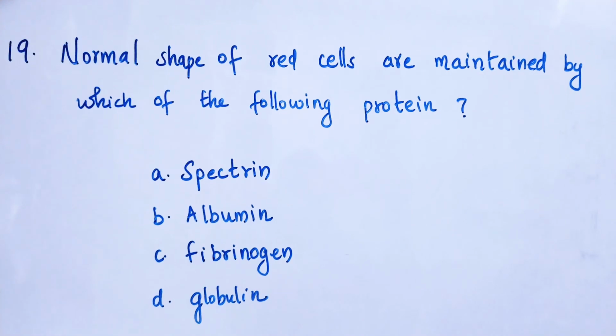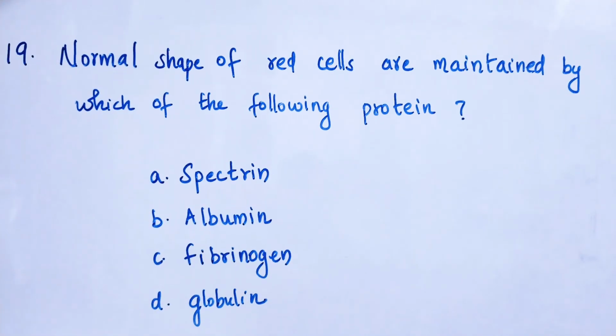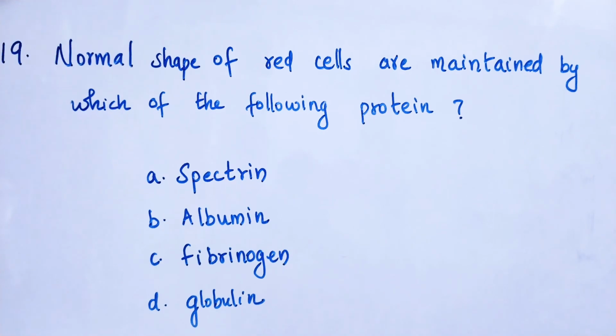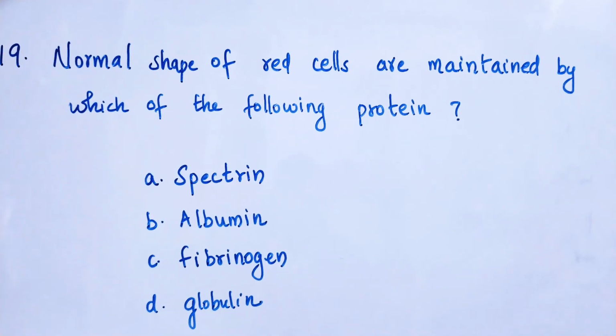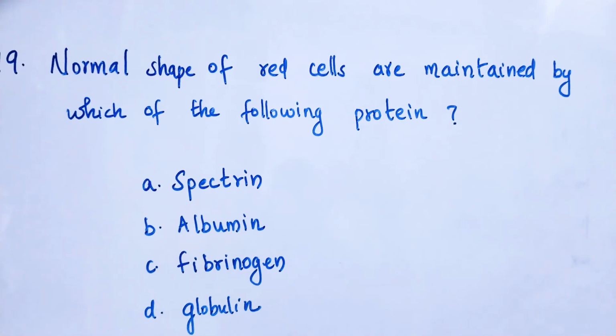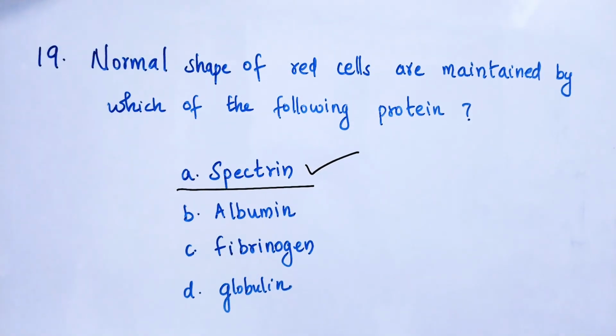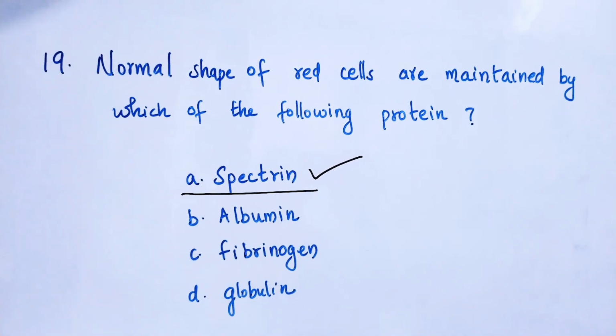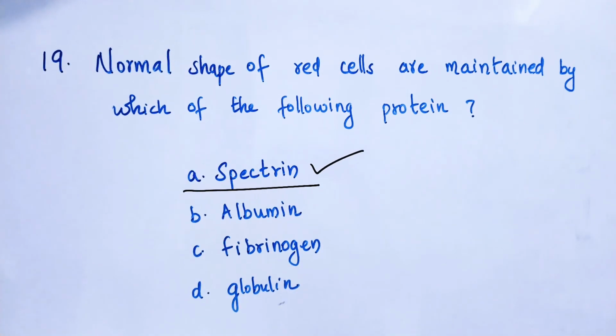Question number 19. Normal shape of red cells is maintained by which of the following proteins? Option A, spectrin, option B, albumin, option C, fibrinogen, option D, globulin. The right answer is option A, spectrin. Normal shape of red cells is maintained by spectrin.